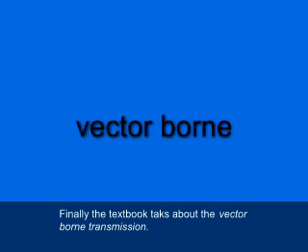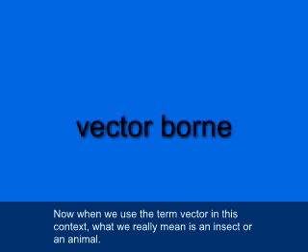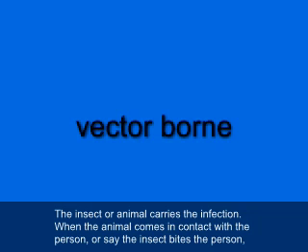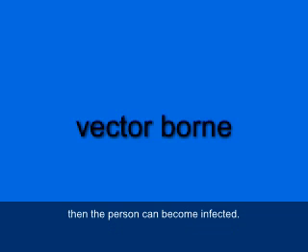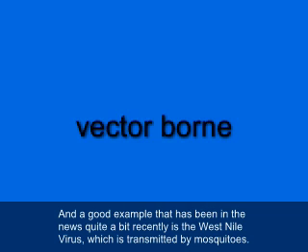Finally, the textbook talks about the vector-borne transmission. Now, when we use the term vector in this context, what we really mean is an insect or an animal. The insect or animal carries the infection, and then when the animal comes in contact with the person, or say the insect bites the person, then a person can become infected. And a good example that's been in the news quite a bit recently is the West Nile virus, which is transmitted by mosquitoes.